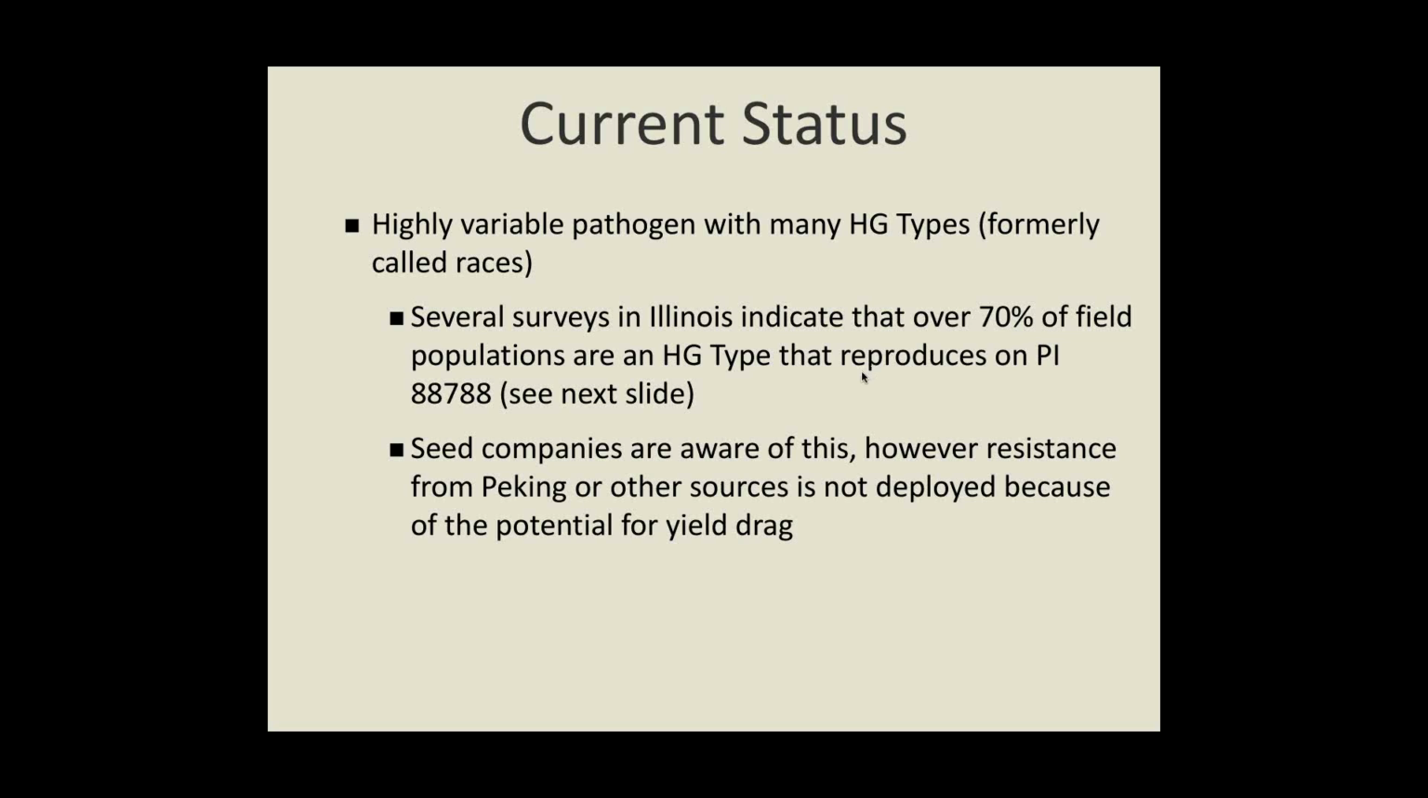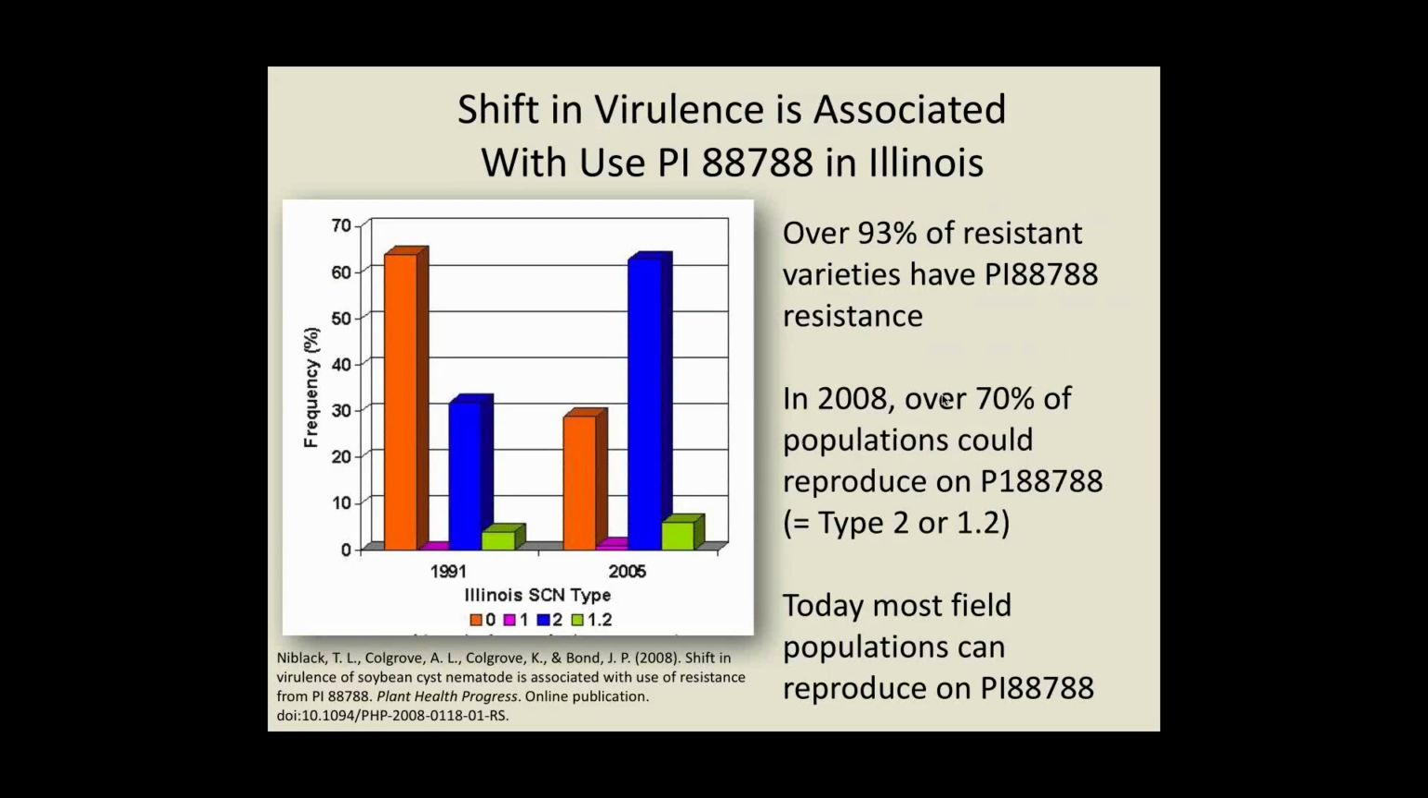Across broad acres over the entire region, PI 88788 is going to demolish Peking varieties in terms of performance. And so that's where we've run into some problems with getting more sources of resistance out there, because of the stability of PI 88788 in association with high yield. So that's something moving forward that we'll need to be focused on.